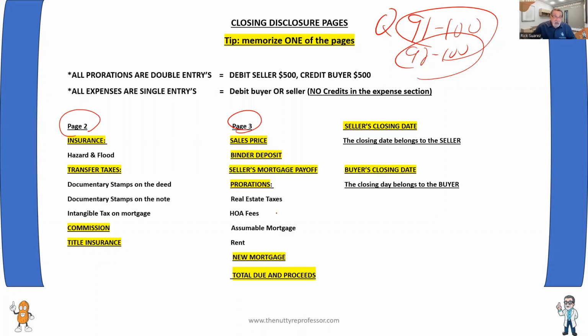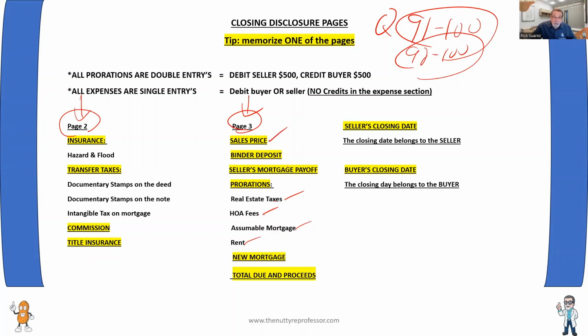My advice is to memorize either page 2 or page 3, whichever one rolls off the tongue better for you, whichever one is easier for you, right? I like this one. I memorized 3, even though 3 is longer, and that is because of the prorations, right? The prorations are the real estate taxes, the HOAs, the assumables, and the rents. That's it. Boom, boom, boom, right?